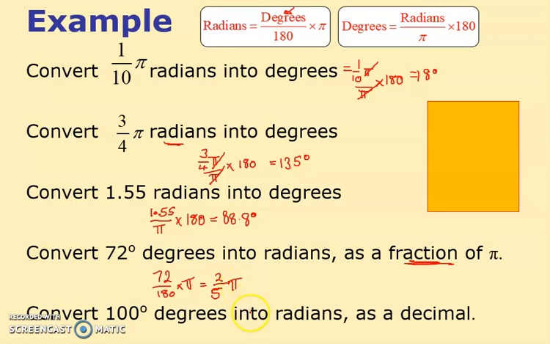The last one says convert 100 degrees. So again I've got degrees. For this one I'm going to do 100 divided, it says, by the 180 times by the pi. But it wants the answer as a decimal. So 100 divided by 180 is actually 5/9. Times by pi, as a decimal I get 1.745.